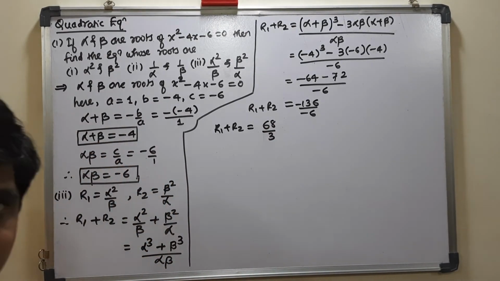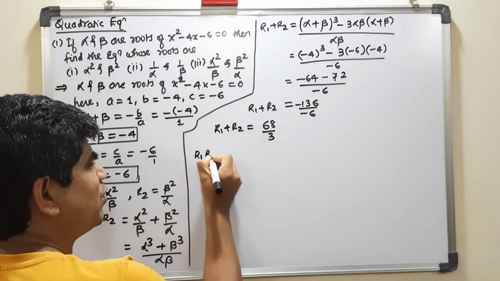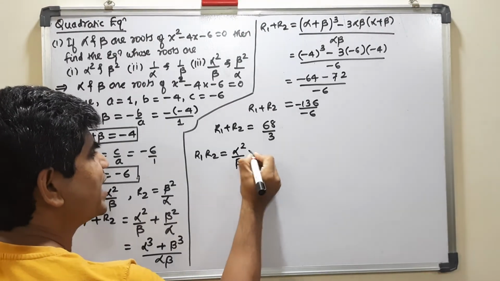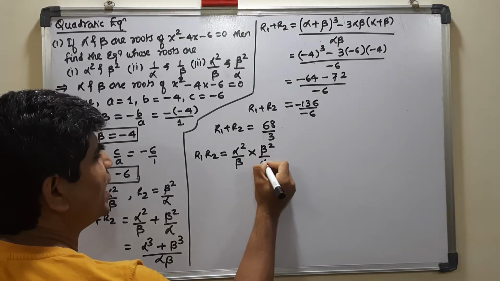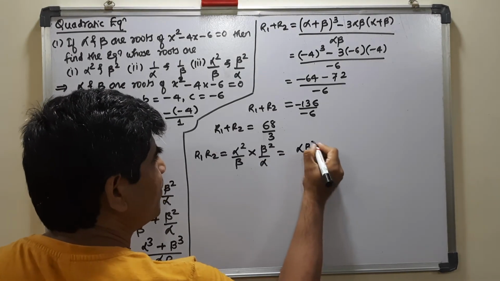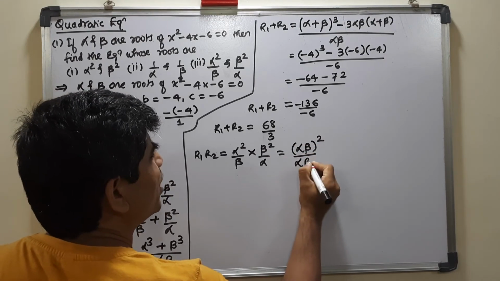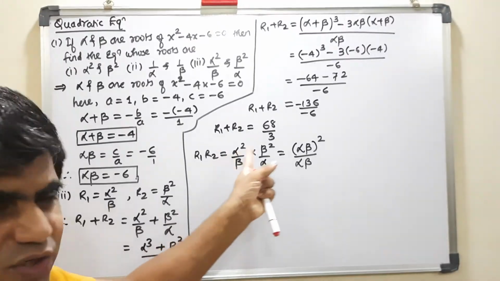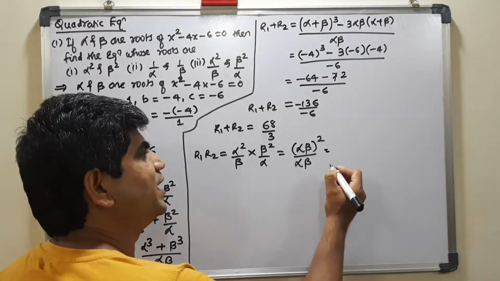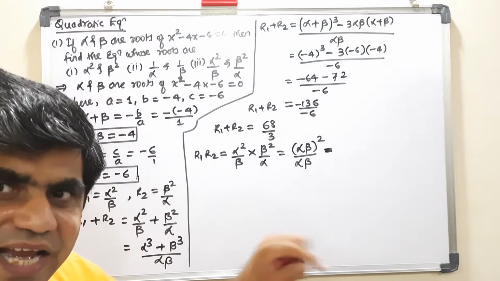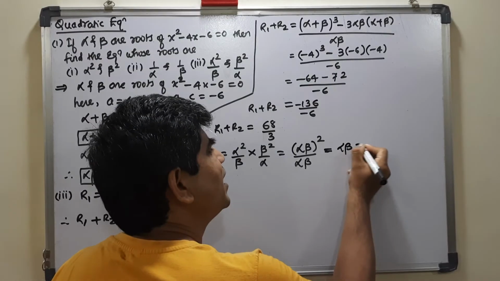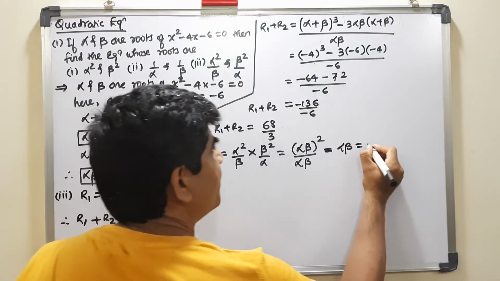This is the sum of roots, and the product of roots, that is R1 R2, is alpha square by beta into beta square by alpha. So obviously this will become alpha beta the whole square upon alpha beta. Agreed now? Alpha square into beta square can be written as alpha beta the whole square. So this is nothing but alpha beta into alpha beta upon alpha beta. One alpha beta divides and you get only alpha beta, and the value of alpha beta is minus 6.